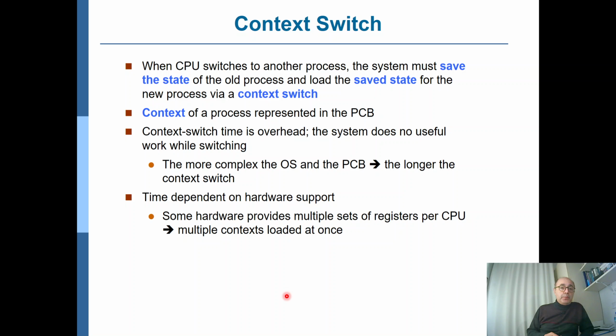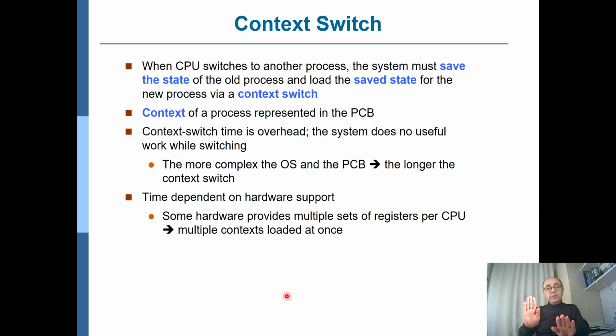The more complex the operating system becomes, and the larger the process control block is, the longer the context switch will be, which implies more overhead. So we would like to keep that as simple as possible. The time depends on the hardware support provided for context switch. Some hardware, for example, has multiple sets of registers per CPU. For example, if you have two sets of registers, one is the active and the other one is passive. Let's say this is the active one and this is the passive one.